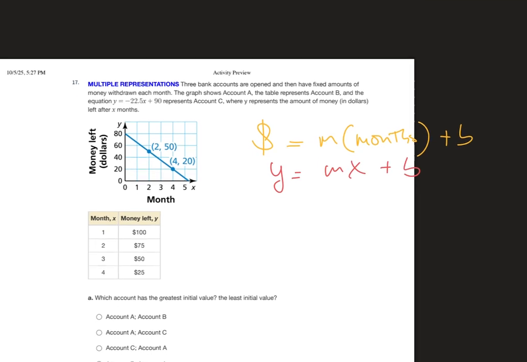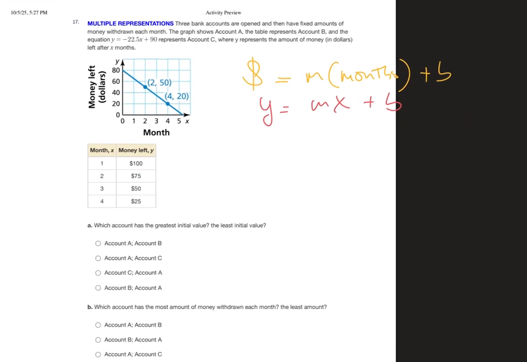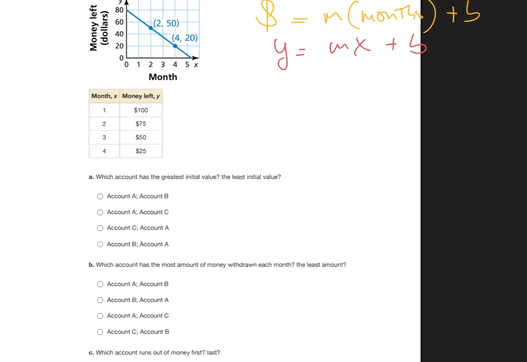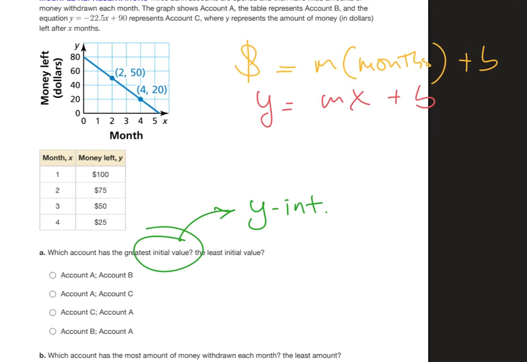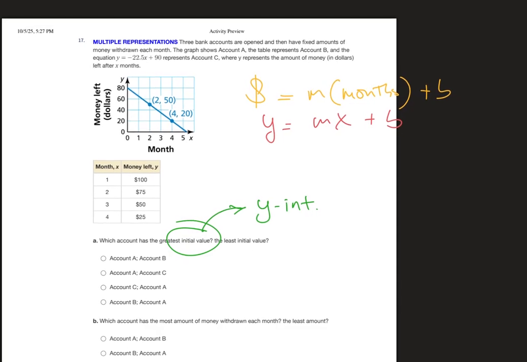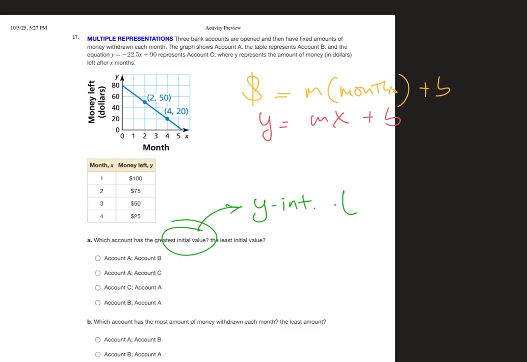Okay. So what are we supposed to do? We are asked which account has the greatest initial value. Ooh, this is a great idea here. That's the y-intercept. Essentially, the y-intercept is how much do you have when time equals 0. And in our case, when the month equals 0. And you will not always be able to just look and figure that out.